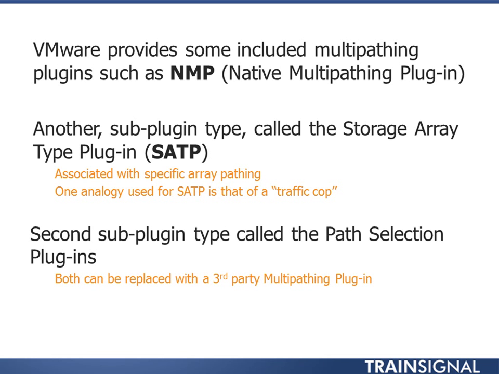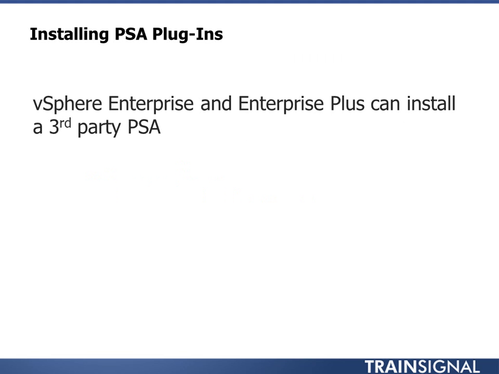There are some array specific storage array type plugins, and then there are some kind of generic ones. And then underneath those, you set your path selection policy or plugin. And so you'll say, okay, this is a certain SATP, and by default for this array type, we use this path selection plugin. So you can install, as I mentioned, third-party PSAs. This is now supported on both Enterprise and Enterprise Plus. It was originally a Plus-only feature, but they moved it down to Enterprise. I think you can thank EMC's ownership stake in VMware for that one to make it a little easier to sell some PowerPath Virtual Edition, but now you can do it with Enterprise.